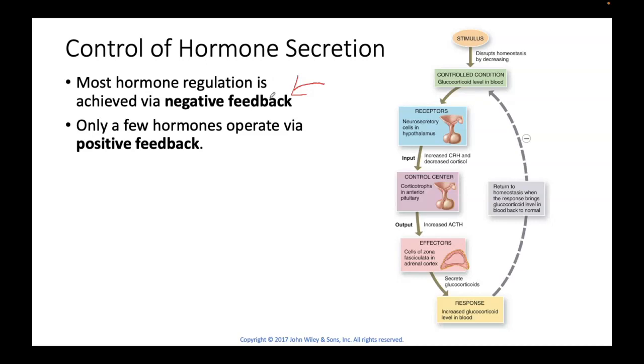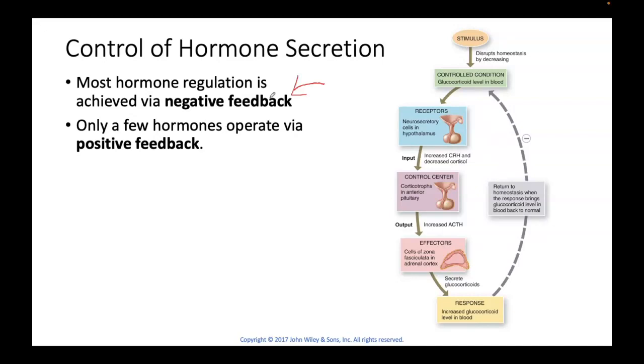Another negative feedback loop: you're exercising and your heart rate goes up, and you start perspiring and breathing quickly. When you stop exercising, a negative feedback loop kicks in and allows your heart rate to come back to normal, your breathing to come back, and you're not overheated anymore. You start to cool off. Those are negative feedback loops.